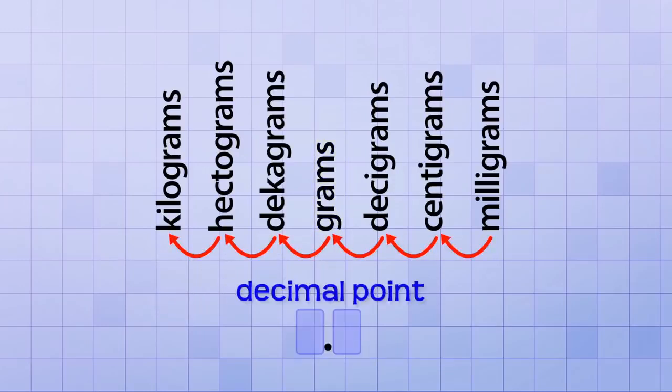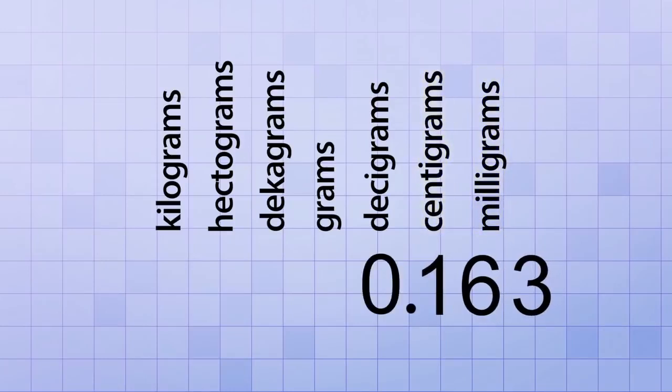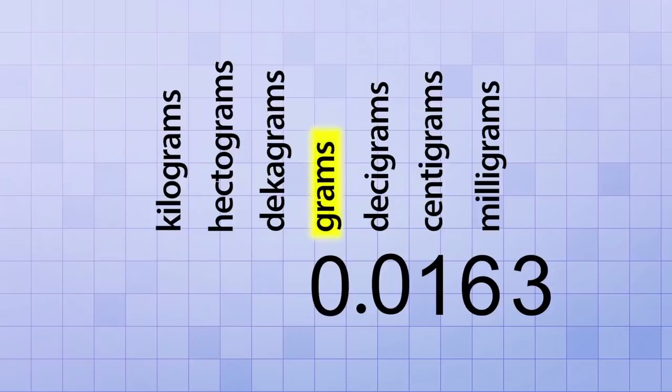And you can convert to the next bigger metric unit by shifting the decimal point to the left, which is equivalent to dividing by 10. 16.3 milligrams is the same as 1.63 centigrams, which is the same as 0.163 decigrams, which is the same as 0.0163 grams, and so on.